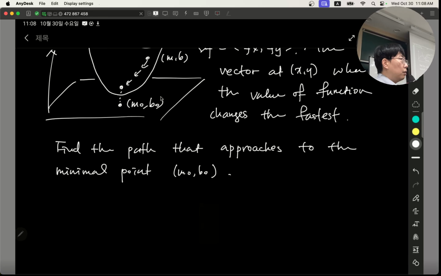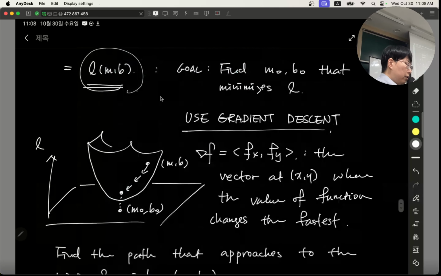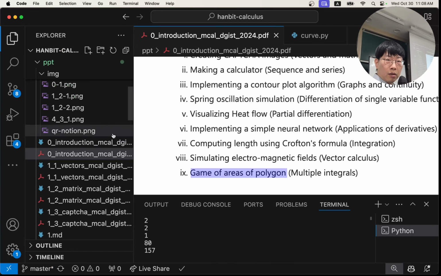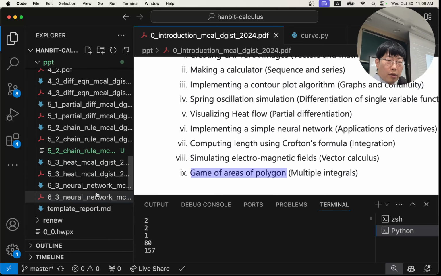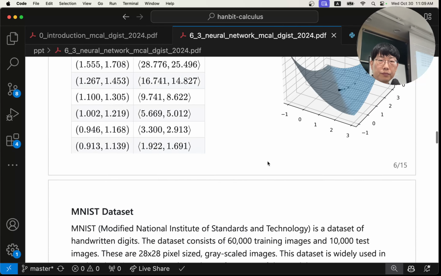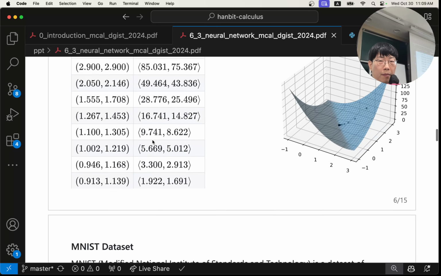Okay. So how do you do that? Easy. You just take the gradient of the two-variable function L. That's actually in the slide, so I'll show you the slide here. Okay, this is the same thing, but I just changed the symbols. Instead of m and b, I used mu and rho, but the same idea.